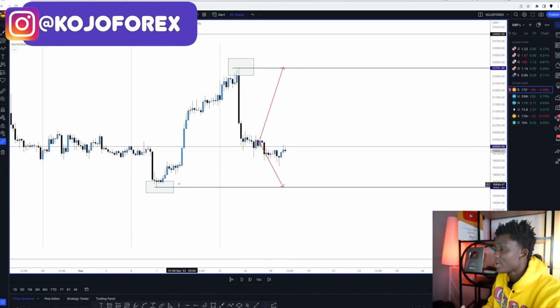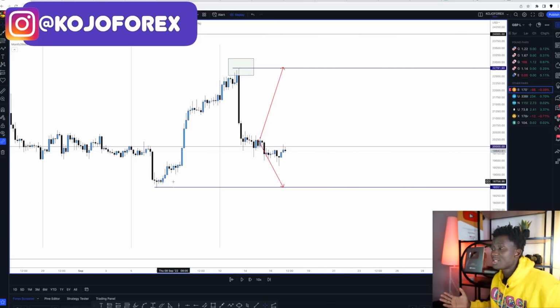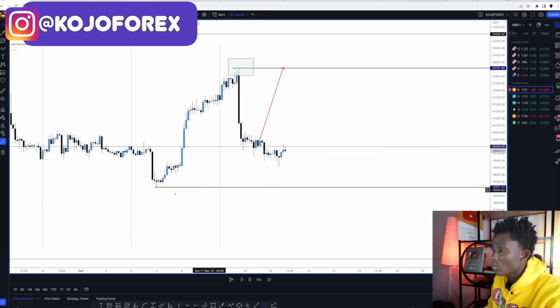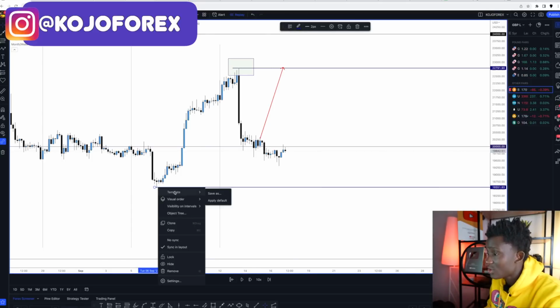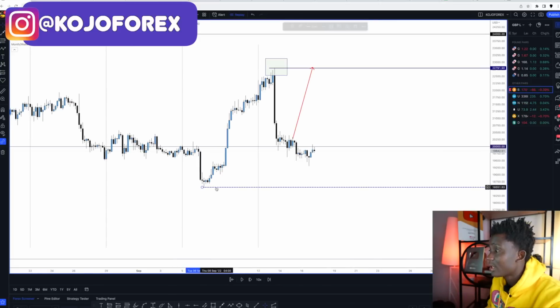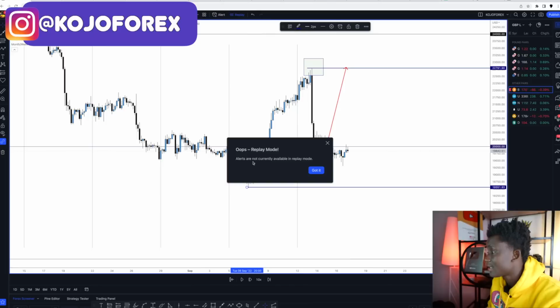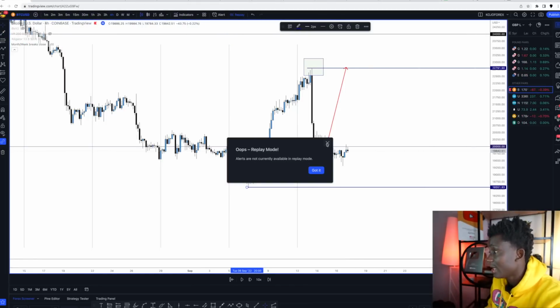Upon waiting for it to tap into my zone, I may sometimes get busy along the line. And if I get busy, you know what I do? I set an alert. TradingView also allows you the functionality of setting an alert. So the moment we click on this, we can decide to set some alerts here. When I click on this, it says alerts are not currently available in replay mode. Because I'm using the replay mode, it does not allow me to set an alert.